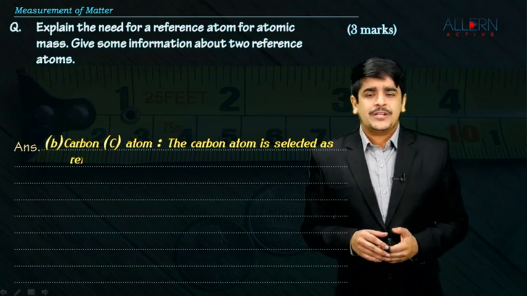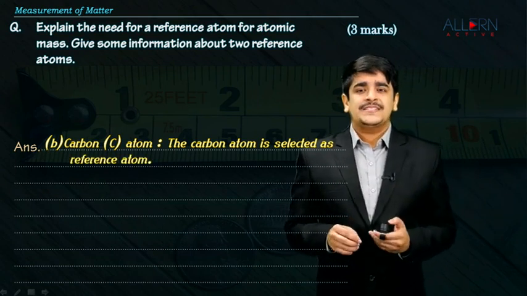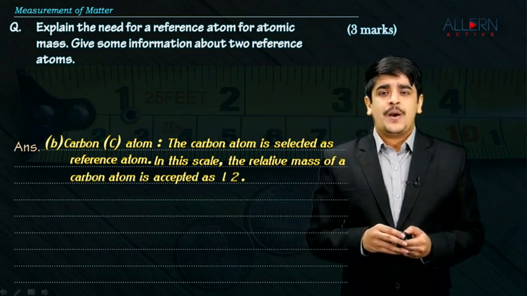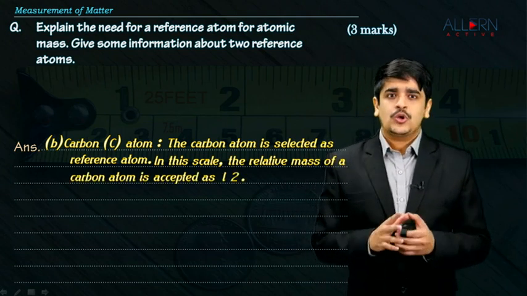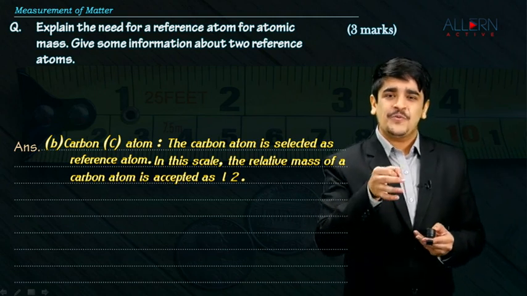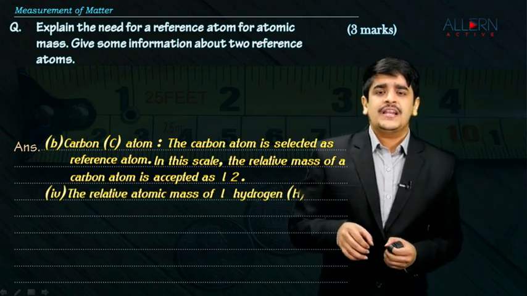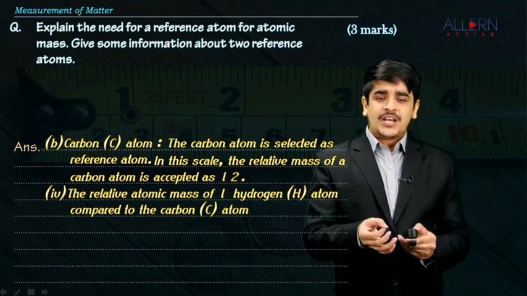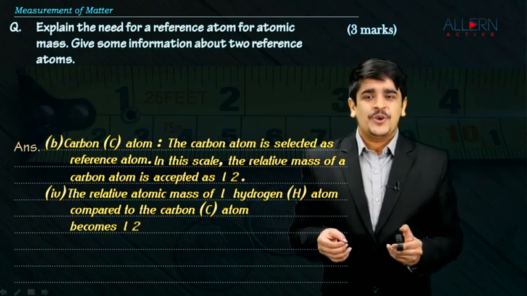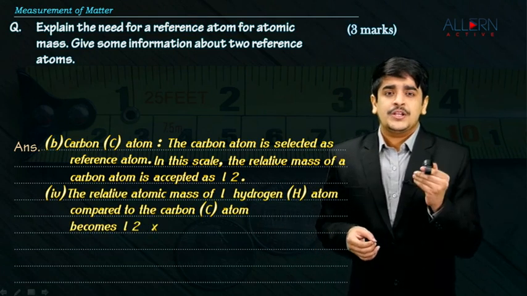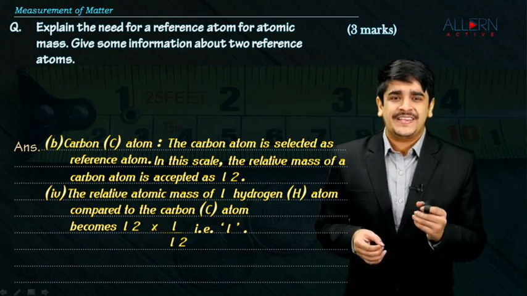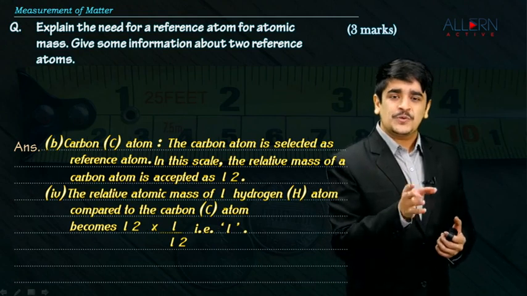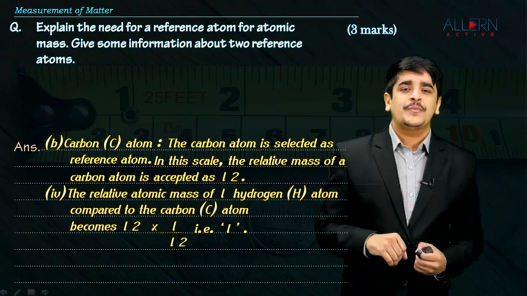So carbon atom is the second point. The carbon atom has now been selected as the reference atom. In this scale, the relative mass of a carbon atom is obviously accepted as 12. Not only 12, 12.000. After that, the relative atomic mass of one hydrogen atom is compared to that of a carbon atom. I'm going to take that carbon atom, divide it into 12 parts. When I do that, it becomes 12 divided by 12, which is obviously going to be exactly 1. And not only 1, it is going to be 1.000, the number that I need, the number that I require.